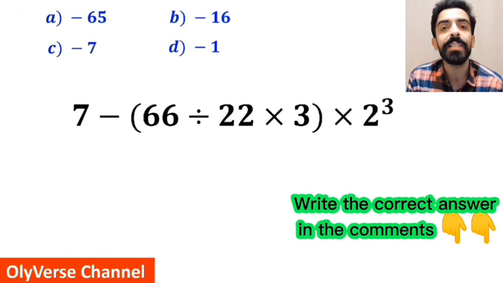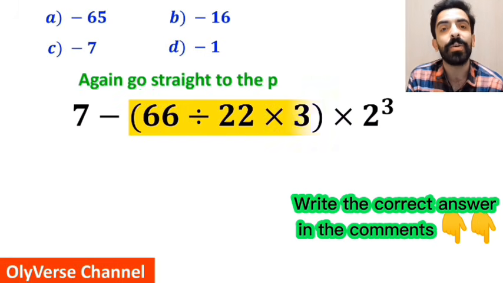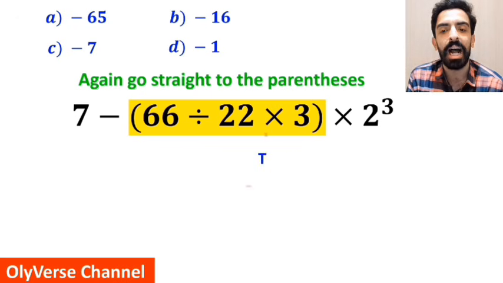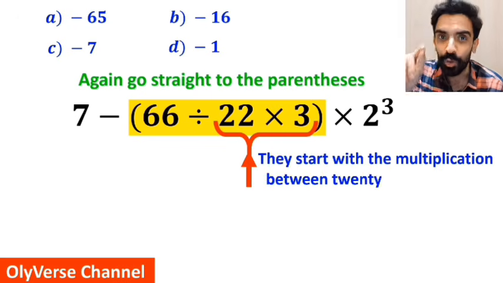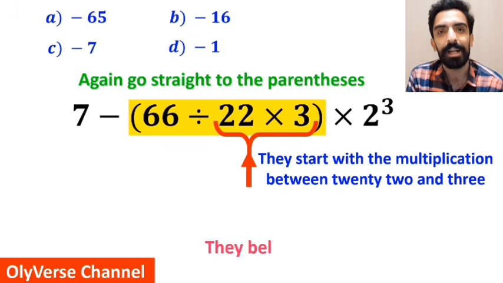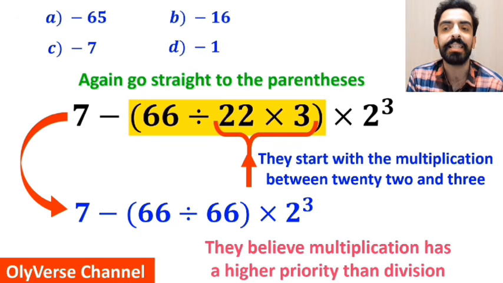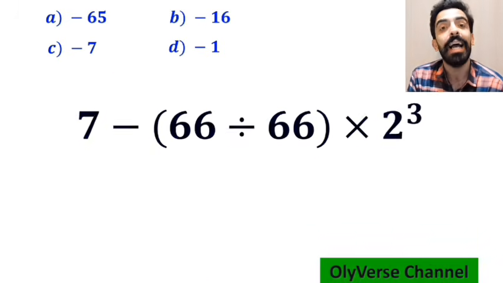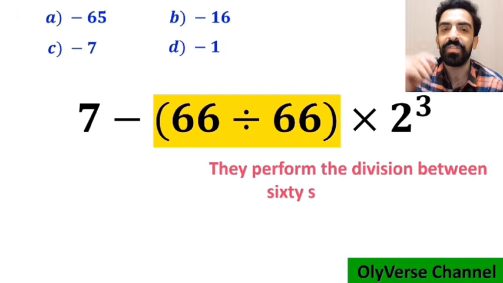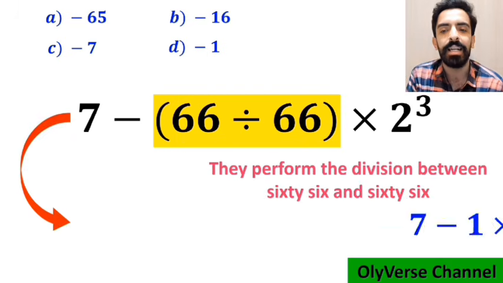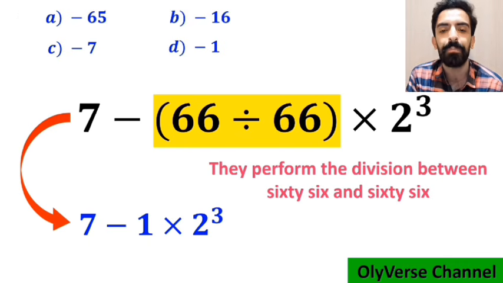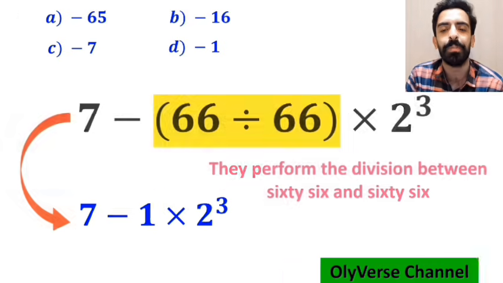Also, some other people when solving this question, again go straight to the parentheses. But this time, they start with the multiplication between 22 and 3 because they believe multiplication has a higher priority than division. So, they rewrite this expression as 7 minus 66 divided by 66 inside the parentheses, then multiplied by 2 cubed. And the next step, they perform the division between 66 and 66 and simplify this expression to 7 minus 1 multiplied by 2 cubed.